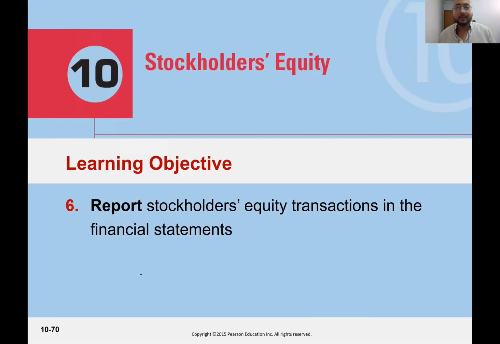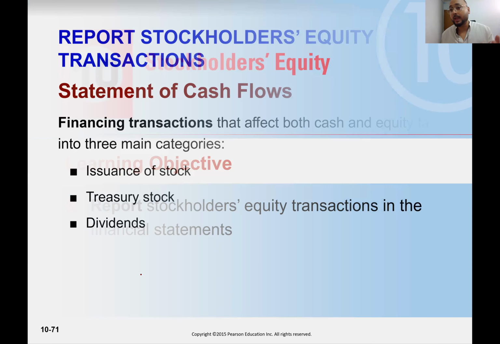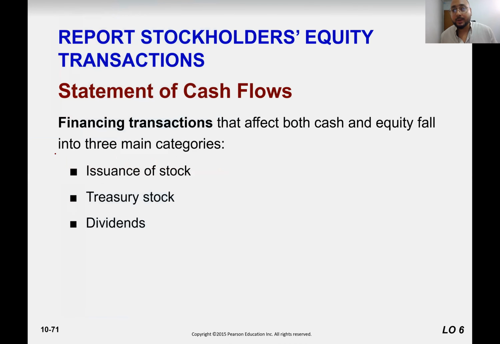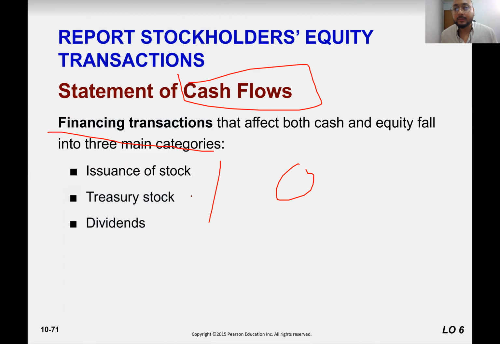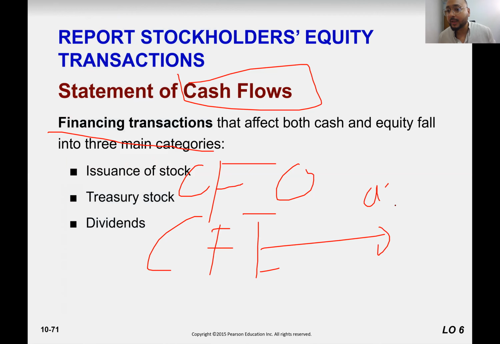So now our last learning objective, which is stockholders' equity transactions in financial statements. How are we going to show that? Remember, in the statement of cash flows, this is called financing transactions. Our cash flow statement has three types of cash flows. One is operating cash flows, which we call CFO, cash flow from operations, then CFI, cash flow from investment, which is mostly related to sale and purchase of long-term assets, and then CFF, which is cash flow from financing activities.